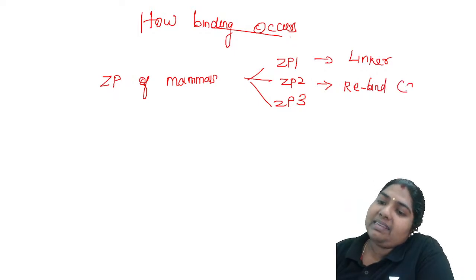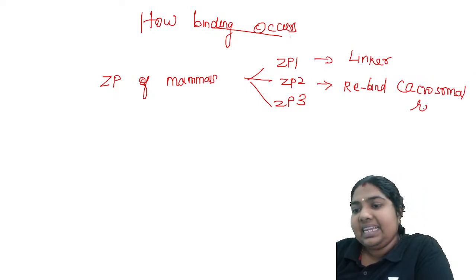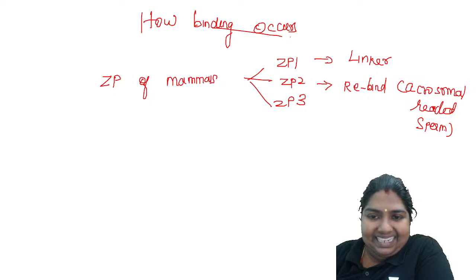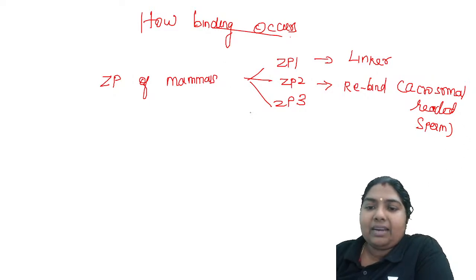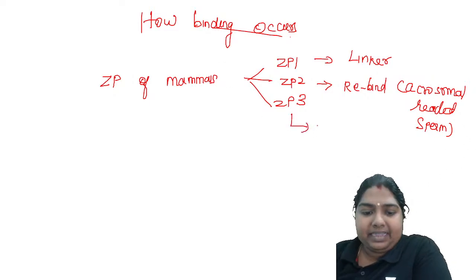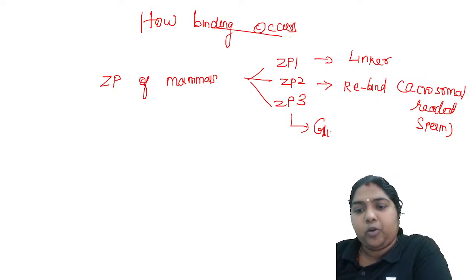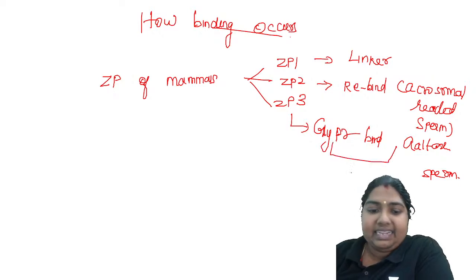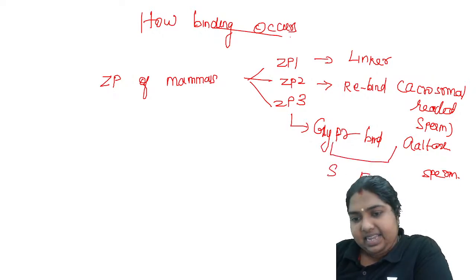ZP2 is for rebinding. You call them the binding with the acrosomal reacted sperm. That is what is going to be this binding. And what about ZP3? ZP3 contains this glycoprotein. It is going to bind this galtase of the sperm. That is why it is exactly fitting, like an enzyme substrate reaction taking place.